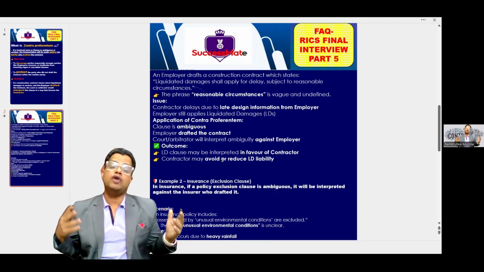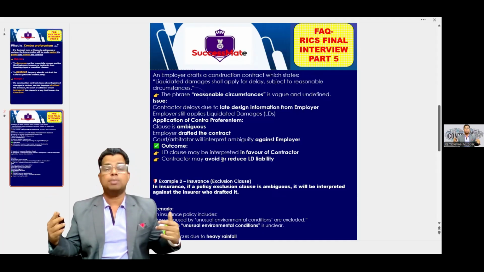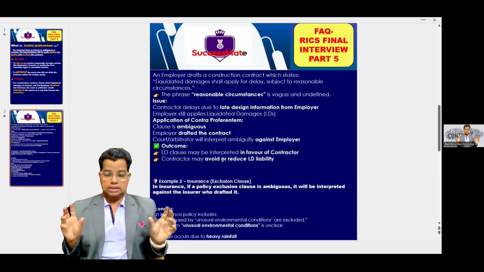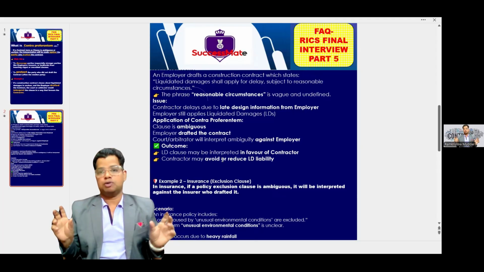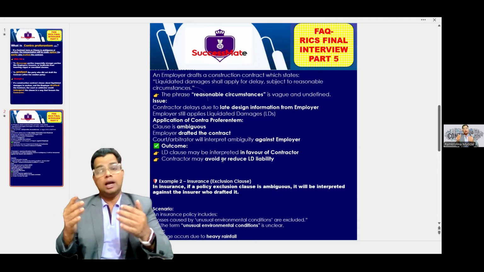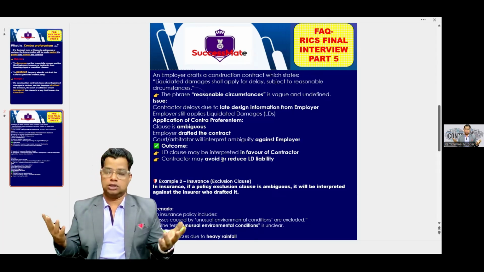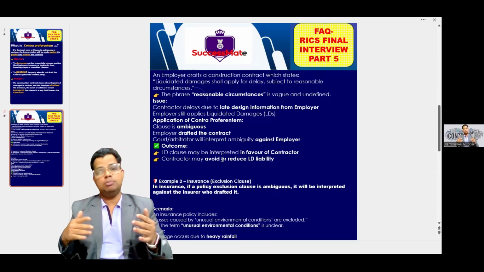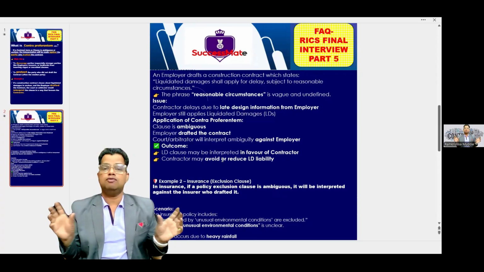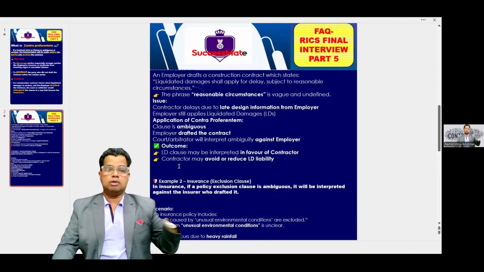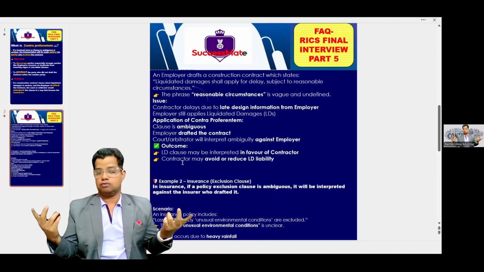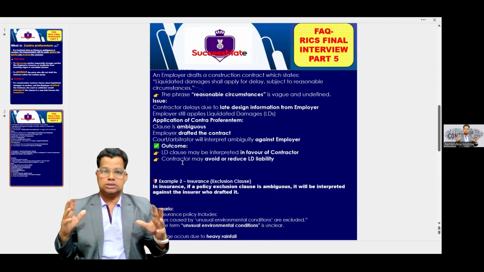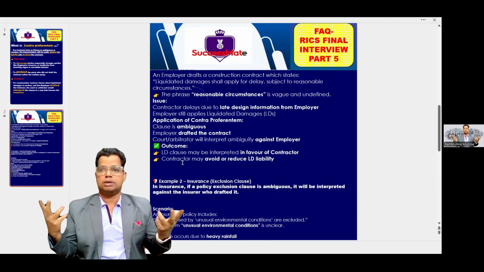The court will rule in favor of the contractor and against the employer, because there is ambiguity in this clause. The court states that if there is ambiguity, then the Contra Proferentem rule will apply against the person who actually drafted the contract. Since the employer has drafted the contract, the ruling will be in favor of the contractor. So what will be the outcome? The LD clause may be interpreted in favor of the contractor, and the contractor may avoid or reduce the LD liability. So this is the basic definition of the Contra Proferentem rule.